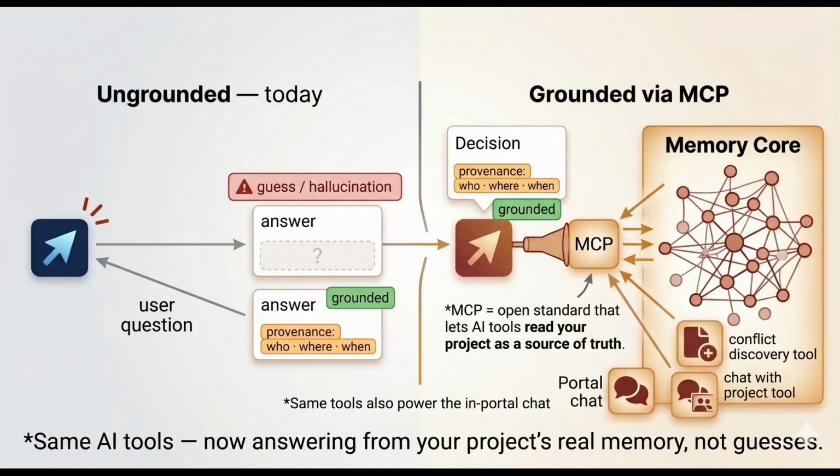Then tools. There are 2 layers here. The first is the grounding layer, which we expose over MCP. MCP is the open standard that lets AI tools like Cursor or Claude talk to external systems. Because Q speaks MCP, your team's existing AI assistants can pull directly from the project's memory as a source of truth. So instead of an assistant guessing or hallucinating about your project, it answers grounded in what actually happened with provenance. The same set of tools also powers the chat inside the portal, so whether someone asks Q in the portal or through their own AI client, they're hitting the same grounded memory.